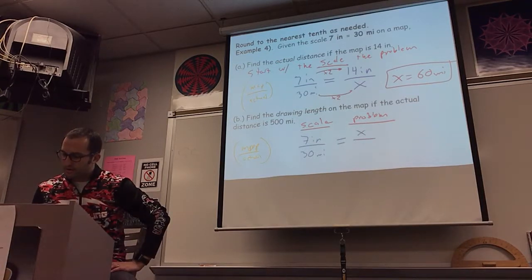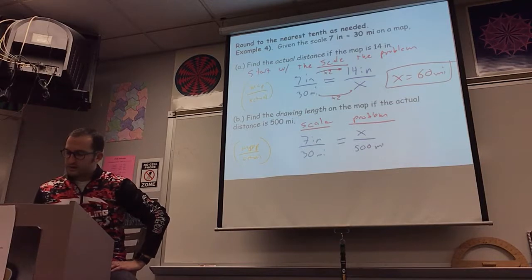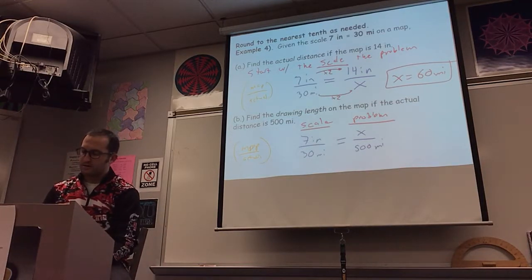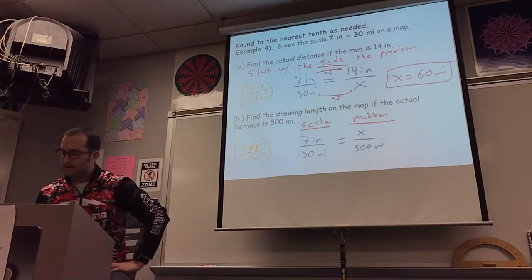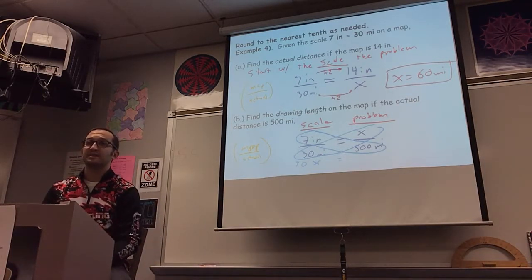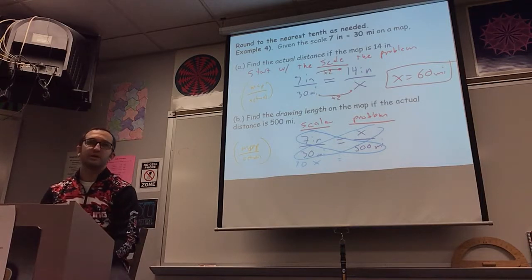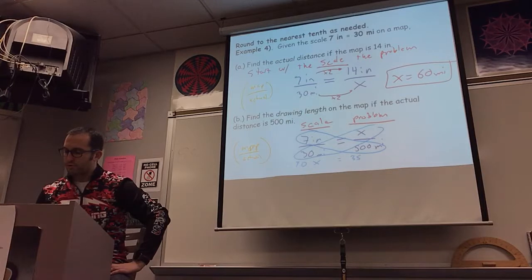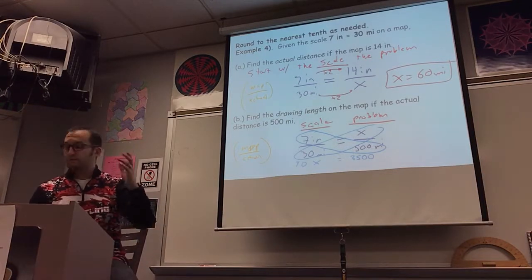X over 500 miles. Now, you could use common multiplier here, but it's not a nice common multiplier, so we're going to use a different strategy. What strategy is that? Let's find cross products. So 30x. 7 times 500 is the same thing as 7 times 5 with 2 zeros. What's 7 times 5 with 2 zeros? 3,500. Yep.